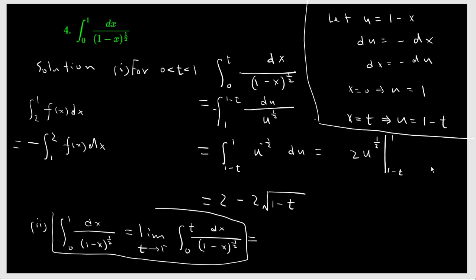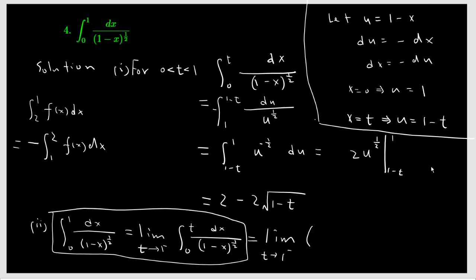Again, I'm looking for the step in the box. This is actually the definition of a type 2 improper integral. And then using the answer you got from step 1, we take the limit as t approaches 1 from the left.